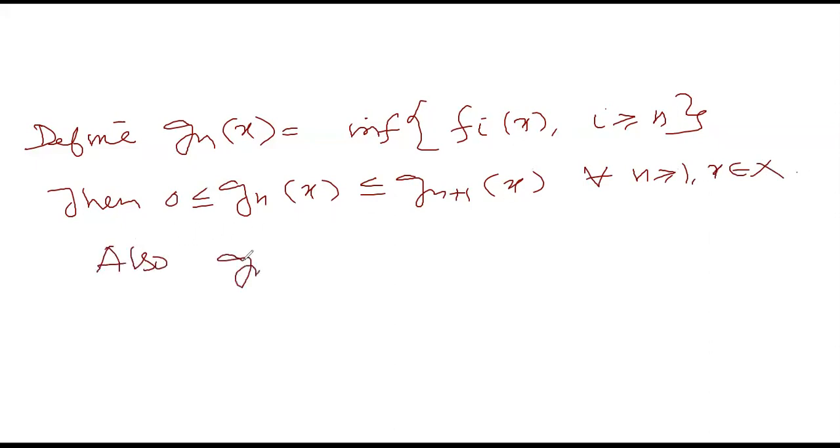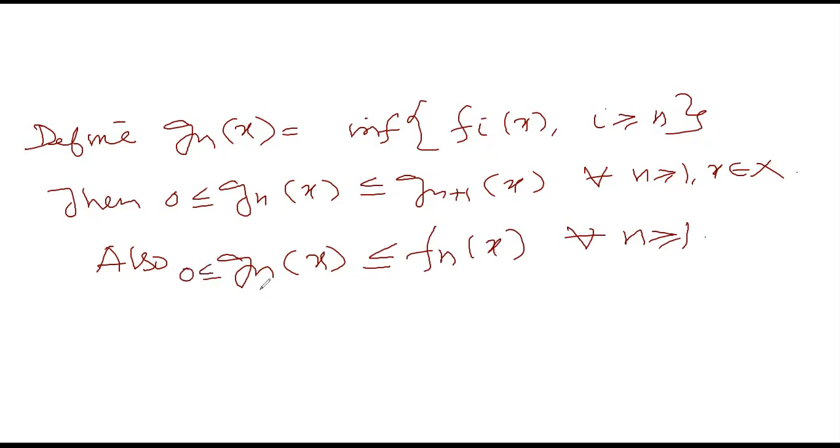Also this gn x, because it is the infimum of f n plus 1, f n plus 2, and so on, it's always less or equal to each member of the set. So one of the members is fn itself, so gn x is less or equal to fn x for all n greater or equal to 1. So gn is less or equal to fn, and it's also greater or equal to 0 here.